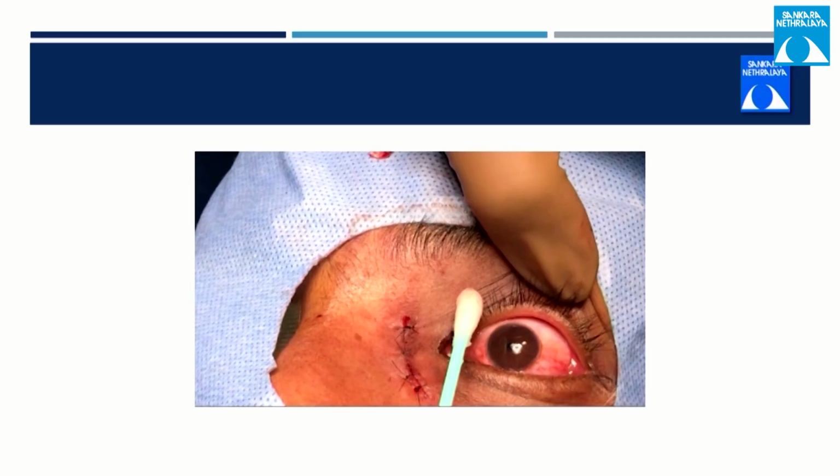After you dissect the lacrimal sac away from the fossa, then next step, exactly, then we punch it, right? Then we make the ostium. After you make the ostium, next you make the nasal flap.